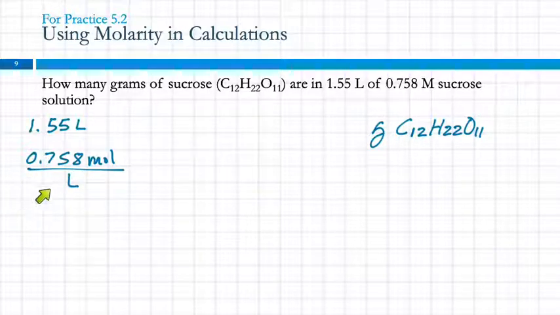This concentration is per liters of solution, but it's moles of what? Moles of sucrose, right? 0.758 molar sucrose solution. So it's this many moles of sucrose per liter of solution. Sucrose is table sugar, in case you're curious.